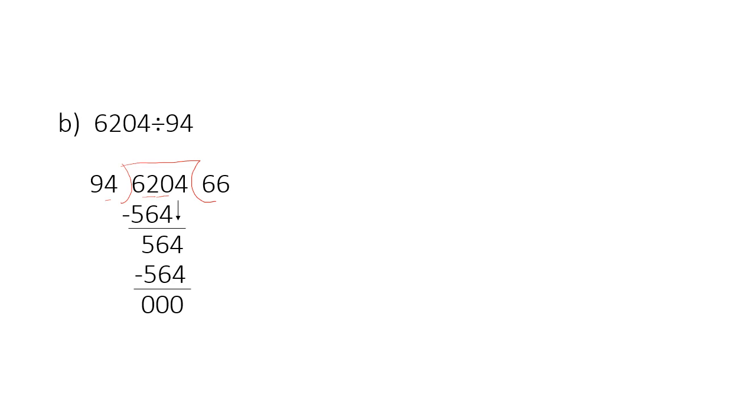Now 94 multiplied by 6 is 564. So when we subtract 564 from 620, we will get 56. Then you take this 4 down. Now our number is 564, and 94 times 6 is 564. Now we get the remainder 0. So our answer is 66.